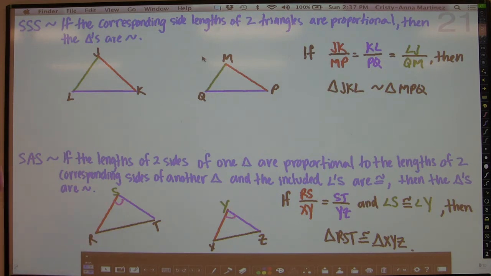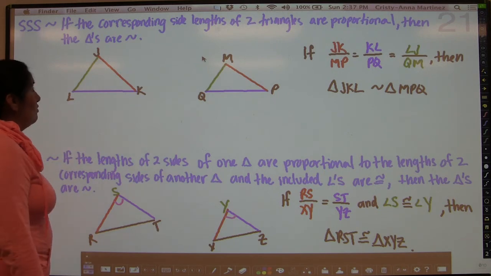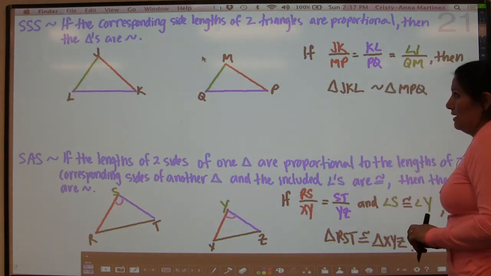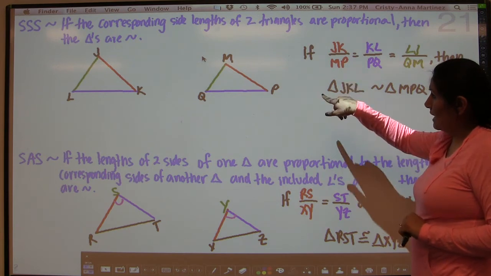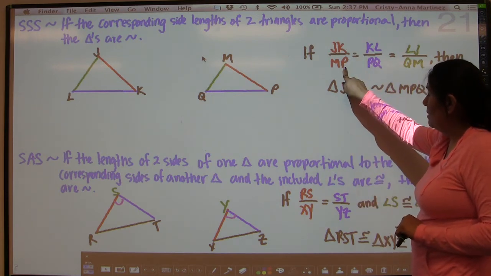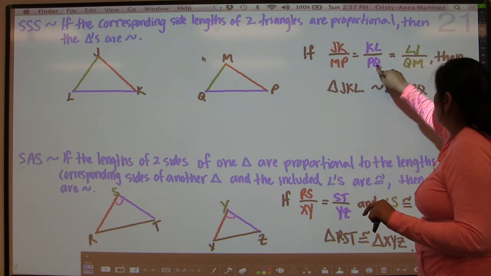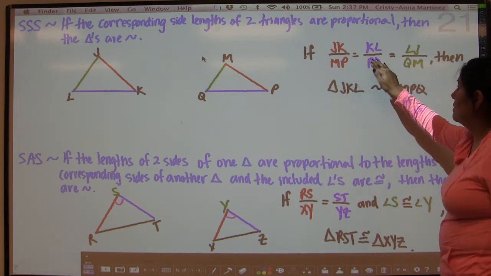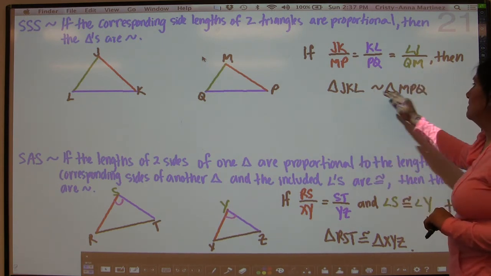It says here, if the corresponding side lengths of two triangles are proportional, in other words, all three pairs of sides are proportional, then the triangles are similar. For those of us that want a diagram that makes it more clear, it's all color-coded. The red segments, which are corresponding, JK to MP, that ratio is the same as the ratio of KL to PQ, which are the blue segments. And then the green segments are LJ and QM. If those three ratios are all the same, then triangle JKL would be similar to MPQ.